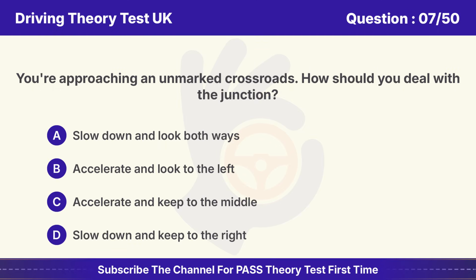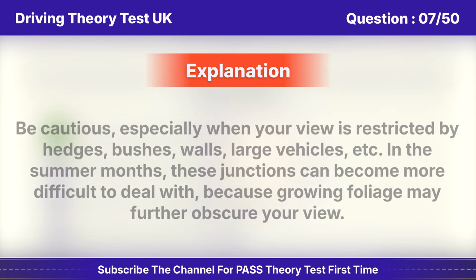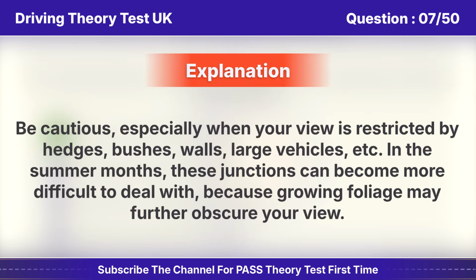Question 7. You're approaching an unmarked crossroads. How should you deal with the junction? Answer is A. Slow down and look both ways. Be cautious, especially when your view is restricted by hedges, bushes, walls, large vehicles, etc. In the summer months, these junctions can become more difficult to deal with, because growing foliage may further obscure your view.